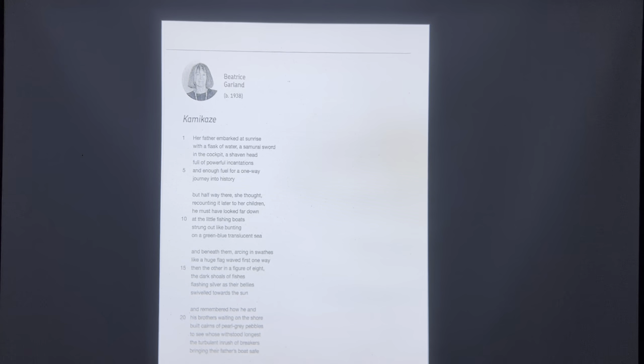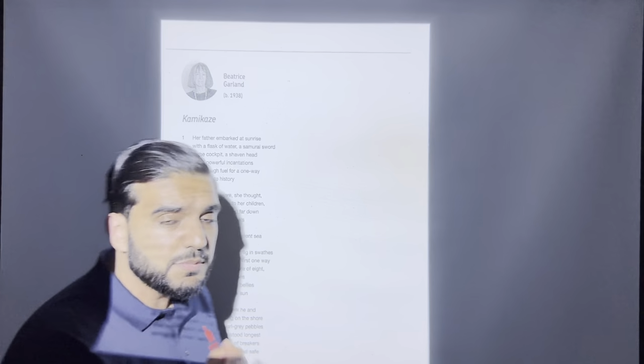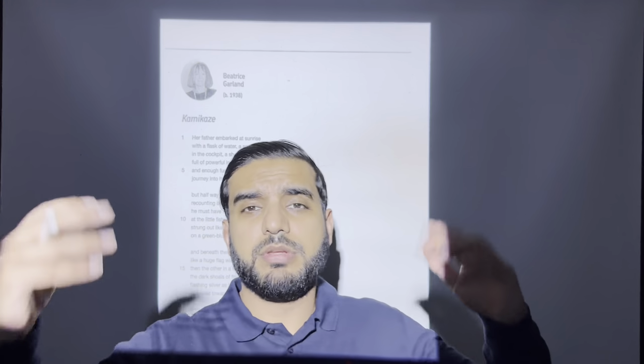All right, guys, Kamikaze, what is this poem about? Guys, first things first, you must understand that a kamikaze was a suicide mission. So a kamikaze was in Japan when Japanese men would go into a small aeroplane and they would ride that aeroplane into a boat or into a ship of the enemy. They would blow themselves up and the enemies would die also. It was a suicide mission, essentially.